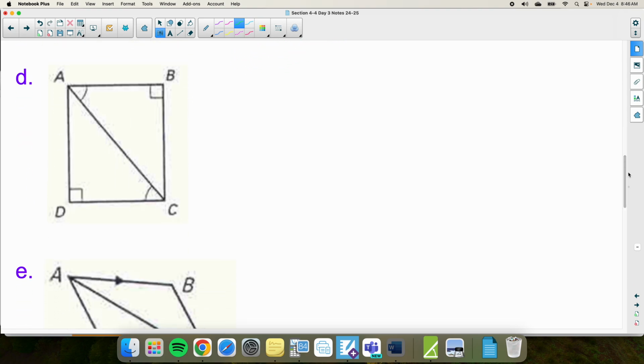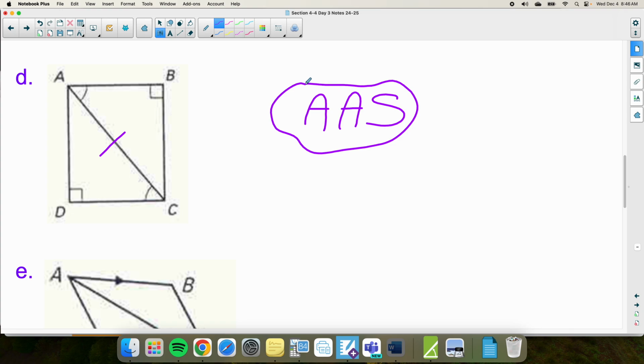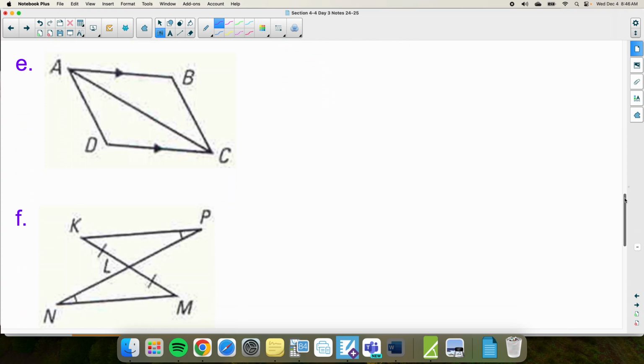For D, is there something else we can mark? Reflexive. And what is this one then? Is that enough? Angle, angle, side. There's 2 angles and a side. Side is not in between, so it's angle, angle, side. Then if I look at E, I only have one of my pair of angles parallel, okay? When you do that and you mark your alternate interior angles, they touch the parallel lines, okay? Does anyone see something else I can mark?